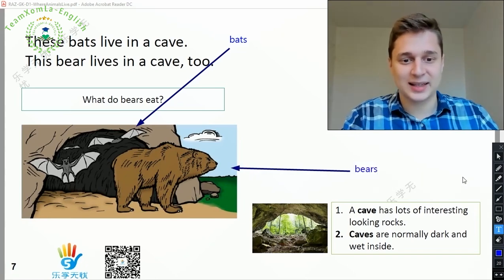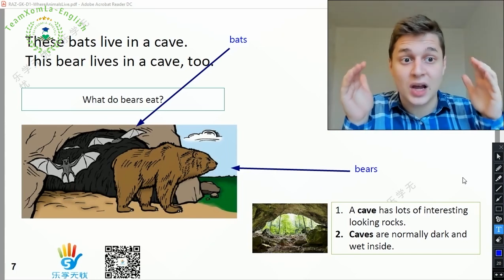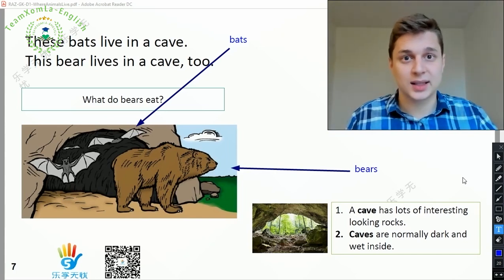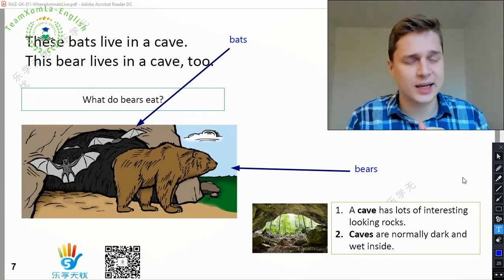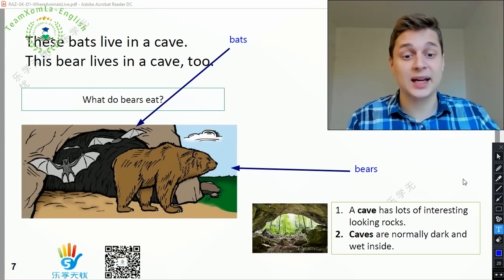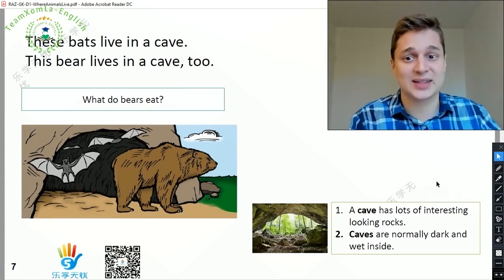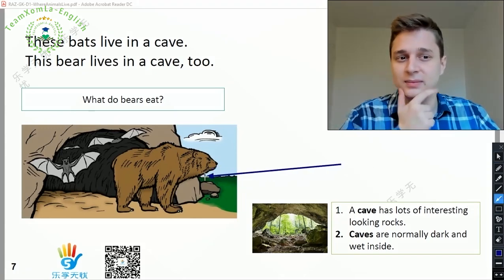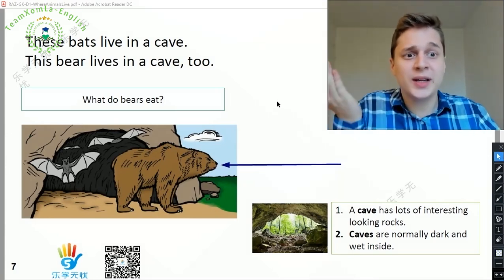Bears. Alright, so a cave is like a hole inside a mountain, a hole inside of some rocks. Have you ever been to a cave? Caves are dark and wet and scary places, but they have some interesting rocks inside. So caves are a good place to visit, as long as there are no bears or bats around. So why do bears and bats stay in the cave? Hmm? Do they find food in the cave? Not quite. What are they doing in a cave?